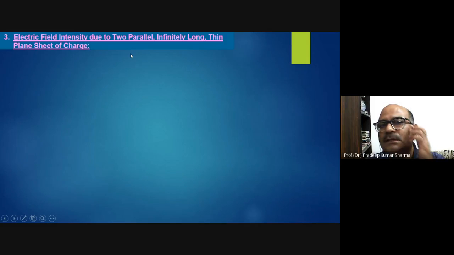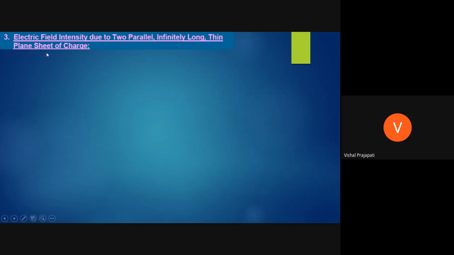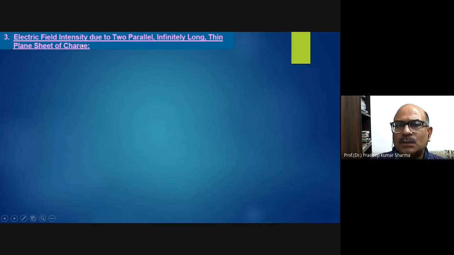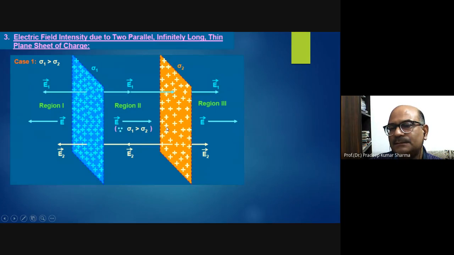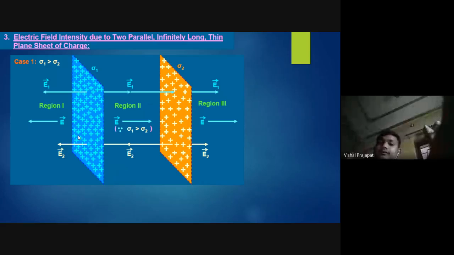Now we are having the third one. You see that the third one is electric field intensity due to two parallel infinitely long thin plane sheets. So it is the same thing what we have done in the second, but now we are having two same type of sheets infinitely long like this. So there are different cases, depending on at what point we are actually targeting.